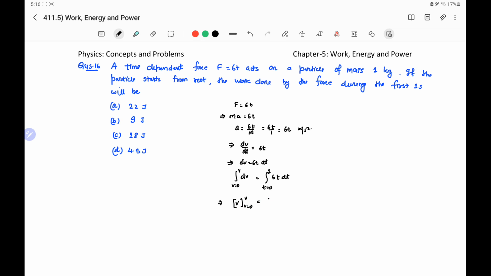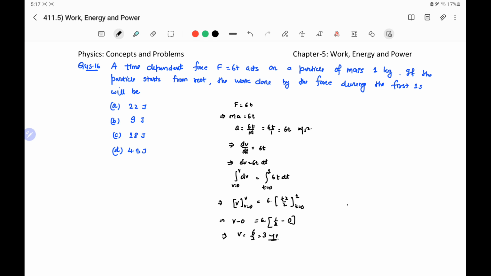It will be equal to 6 into, and integral of t is t square by 2 with limits t equal to 0 to 1. So we have v minus 0, first upper limit and then lower limit, will be equal to 6 into, first upper limit it is 1 by 2 and then lower limit it is 0. So velocity will be equal to 6 by 2, that is equal to 3 meter per second.